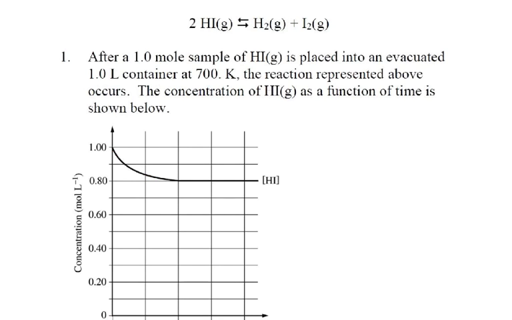It says after 1 mole sample of HI is placed into an evacuated 1 liter container. So if we have 1 mole in a 1 liter, then that's going to be a 1 molar solution at 700 Kelvin. The reaction represented above occurs. The concentration of HI as a function of time is shown below. Now, this temperature is not critical. It's not something we're going to have to really worry about usually. It's proper to say this happens at this temperature, something else happens at a different temperature.